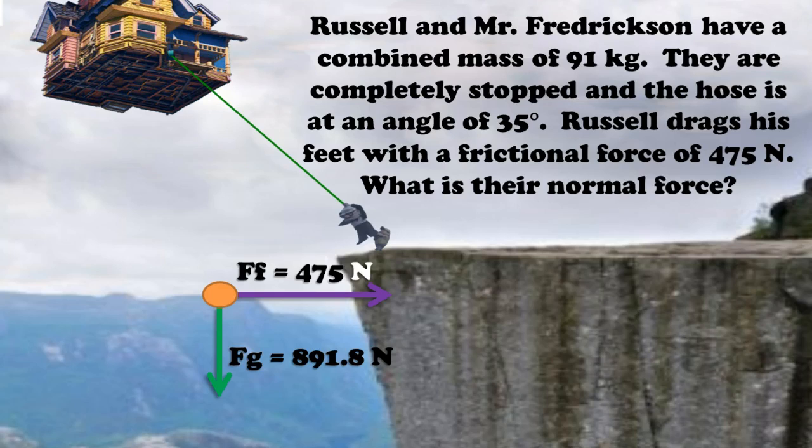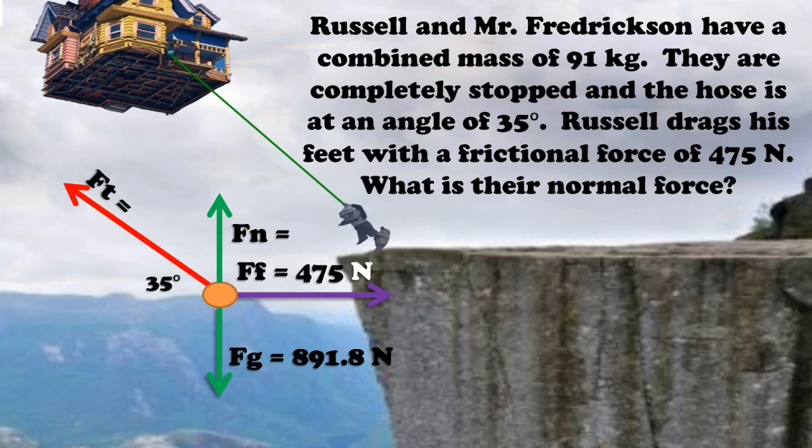There's a frictional force that they gave us, 475 newtons. This is coming from the force of Russell's feet rubbing against the ground, creating heat. Since they're standing on a dangerous but still solid surface, they're going to have a normal force. That cliff is pushing up on them. They take one step forward, that normal force will no longer be there.